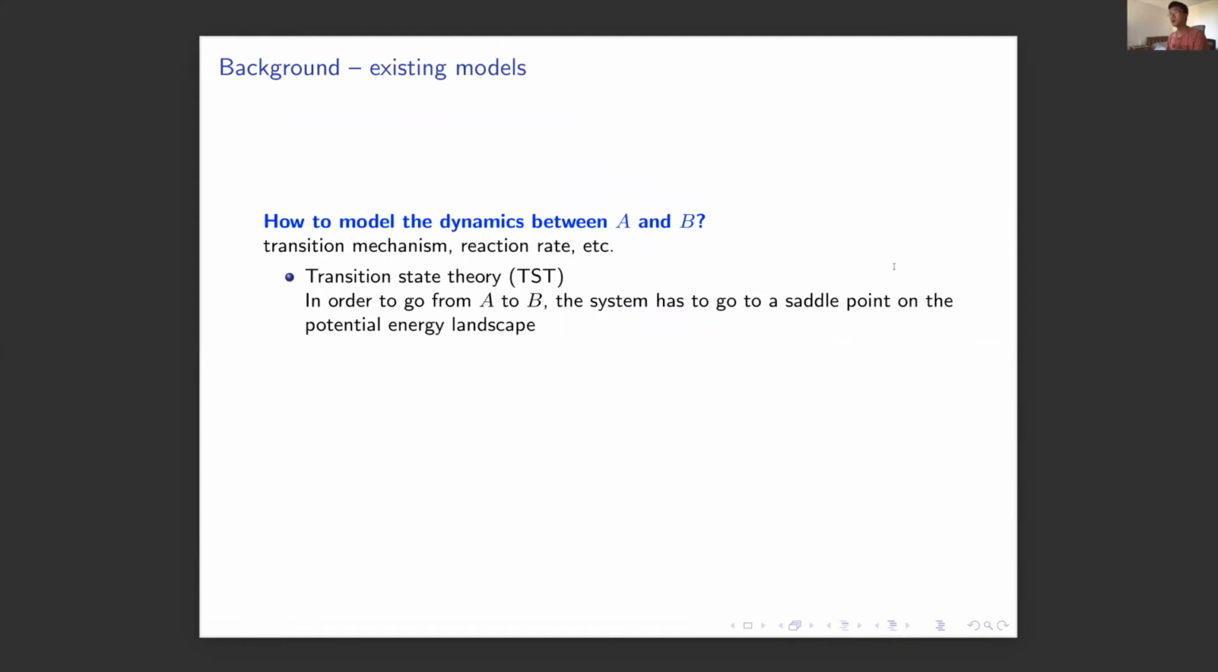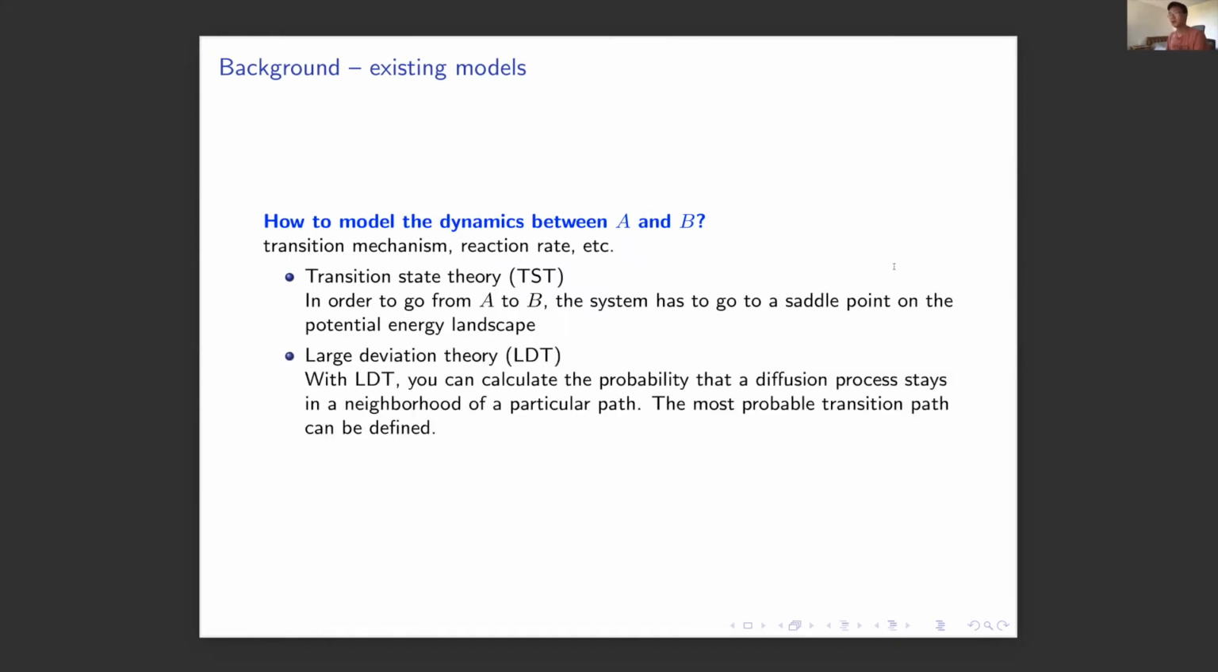We want to model the dynamics between A and B, and we want to know the transition mechanism and reaction rate and so on. One typical theory is the transition state theory, which states that in order to go from A to B, the system has to go to a saddle point first on the potential energy landscape. Another example is the large deviation theory, with which you can calculate the most probable transition path.